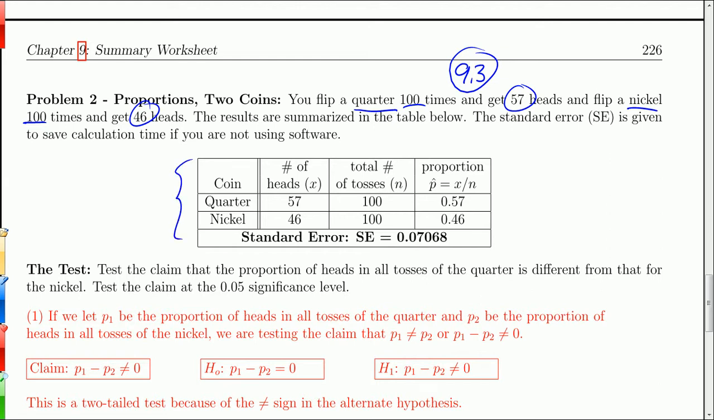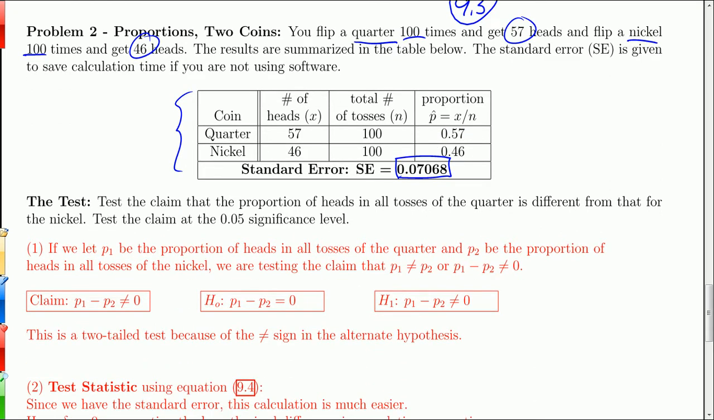So notice you have 57 heads out of 100 tosses for a sample proportion of 0.57. For the nickel, I have 46 heads out of 100 tosses for a sample proportion of 0.46. And I give you the standard error here, so you don't have to worry about calculating that. And I want you to test the claim that the proportion of heads in all tosses of the quarter is different from that for the nickel. Right? So it's a claim of inequality. Test the claim at the 0.05 significance level.